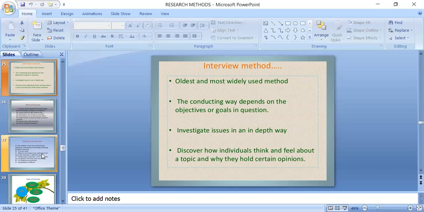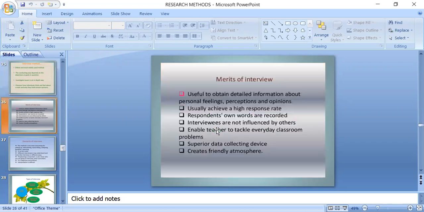Clear? The fourth one is to discover how an individual thinks and feels about a topic and why they hold certain opinions. The interviewer wants a justification for your yes and for your no. You have to justify your yes and no by giving logical reasons, by giving authentic references.